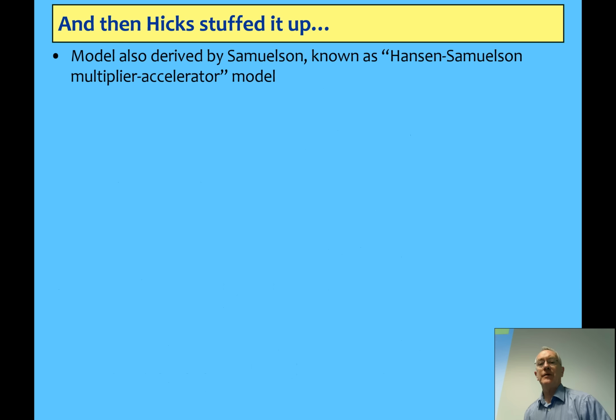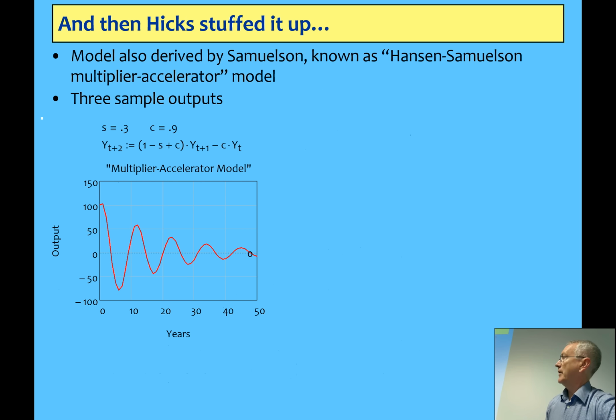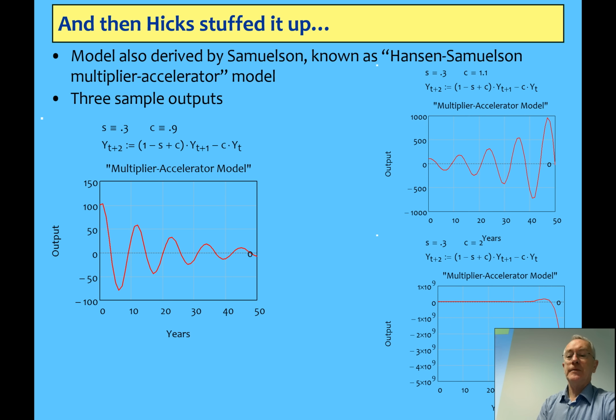So Samuelson derived the same model, and you get these sorts of outputs. If you give a value of c of less than 1, then the cycles are going to diminish over time towards 0. If you give a value greater than 1, then the cycles explode over time. And if you give the value equal to 1, then you're going to get, actually this is much larger, you can see, if equal to 2, you get gigantic cycles, and then finally it collapses to massive negative.